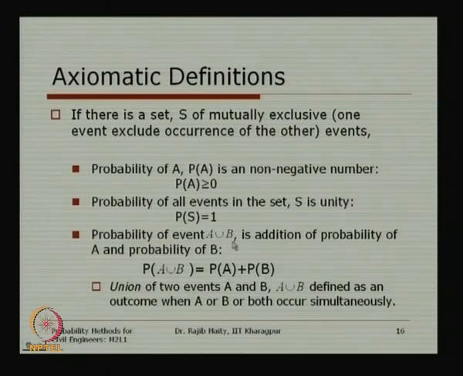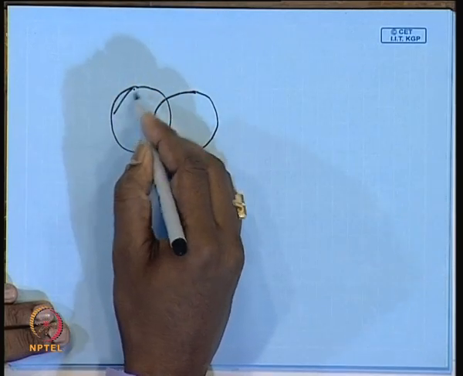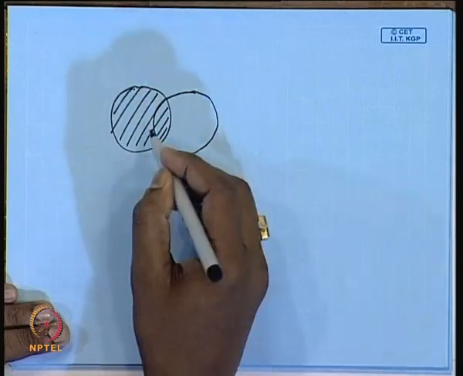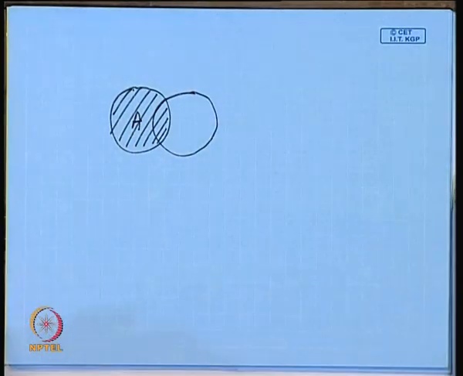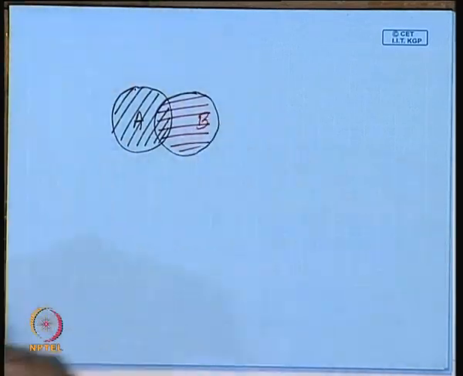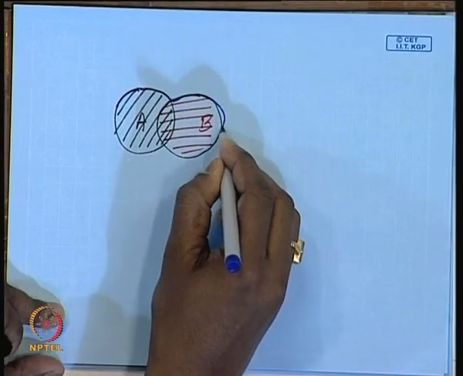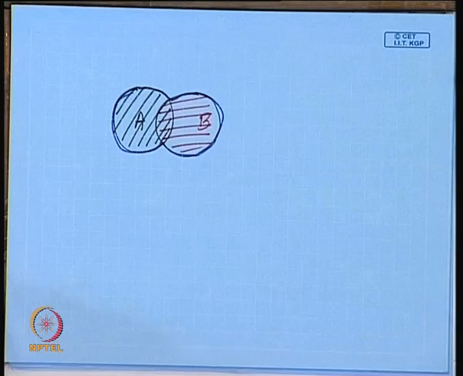Here A union B, the union of two events A and B, is defined as an outcome when A or B or both have occurred. In the Venn diagram, if the first circle, shown as black dotted, is A, and the red shaded area is B, then A union B is the summation of both. So this total area is A union B.